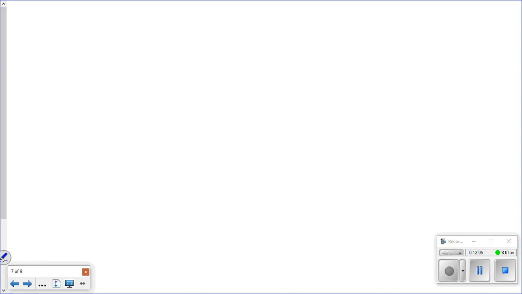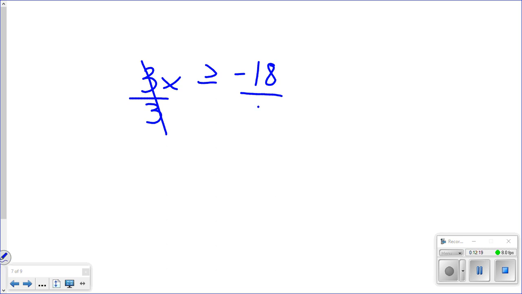Okay, so let's say I have 3x is greater than or equal to negative 18. So let's divide by 3. Is that a negative number? No. Even though this is negative, it does not matter. I'm not dividing by a negative. This one needs to be negative for me to flip the sign. So in reality, this one is still going to be like this. See how I didn't divide by a negative? That 3 was a positive number.